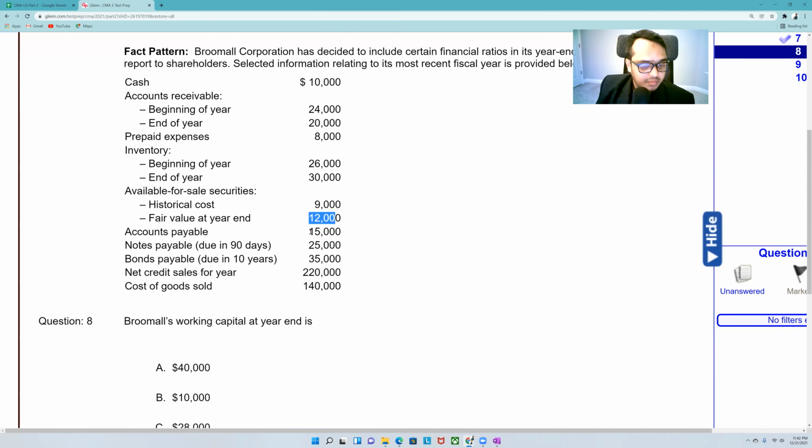Then accounts payable 15,000 I'll take. Notes payable in 90 days 25,000 I'll take. Bonds payable in 10 years I'll not take. Net credit sales, net cost of goods sold does not matter. So cash here is 10,000 plus ending year balance 20,000 plus prepaid expenses 8,000 plus what's there next? 30,000 end of the year.